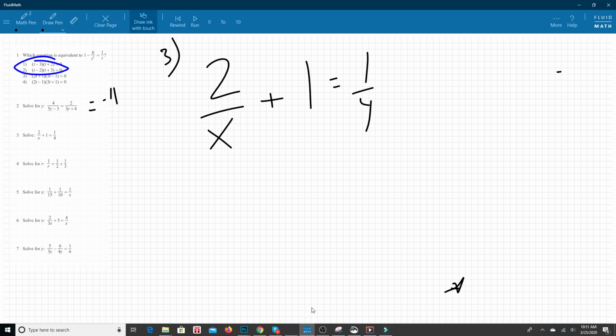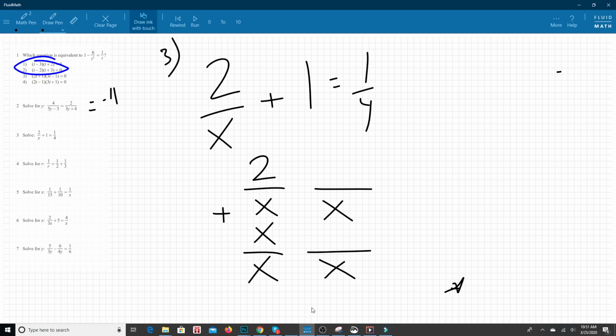When we're looking at it this way, I'm going to convert the 1 into an x over x. It makes my life a lot easier, because I want to work with the same common denominator. So I'm going to have 2 plus x over x. I have an x on the bottom, so I'm going to have another x over here, and times x right here. Times 1 over here, times 1, so it would be 2. So it's going to be 2 plus x over x equals 1 over 4.